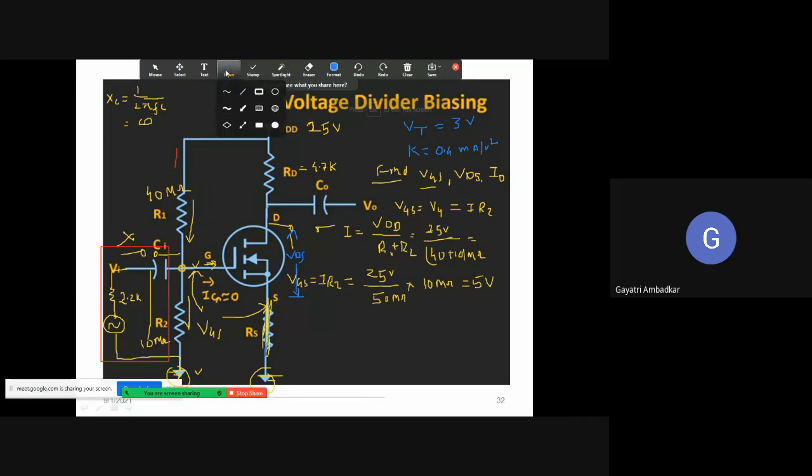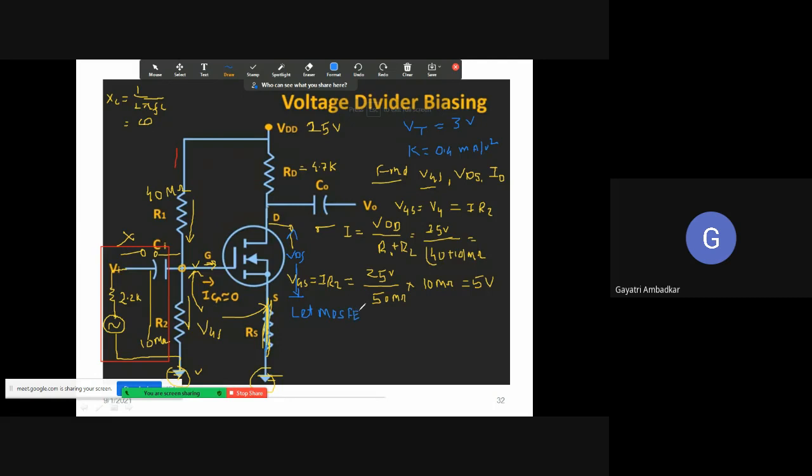So how to calculate ID? I told you, let's make some assumption. What is that assumption? Let the MOSFET be in saturation. Whenever you are solving a MOSFET problem, you need ID, so you can assume that the MOSFET is present in saturation. Therefore, we consider ID equal to K times (VGS minus VT) squared. Then we will find VDS, and then we will verify whether the MOSFET is actually in saturation or not.